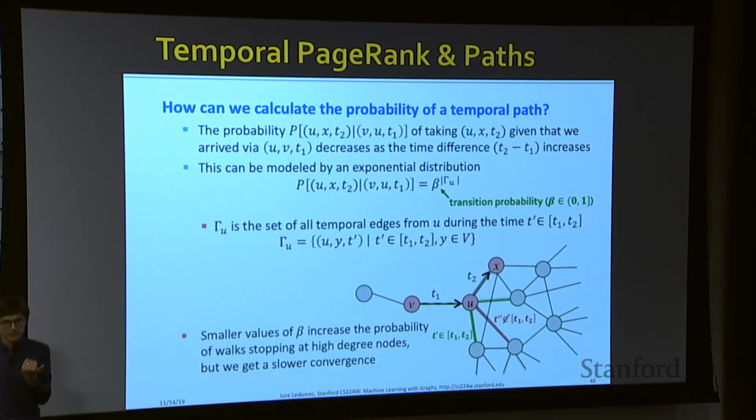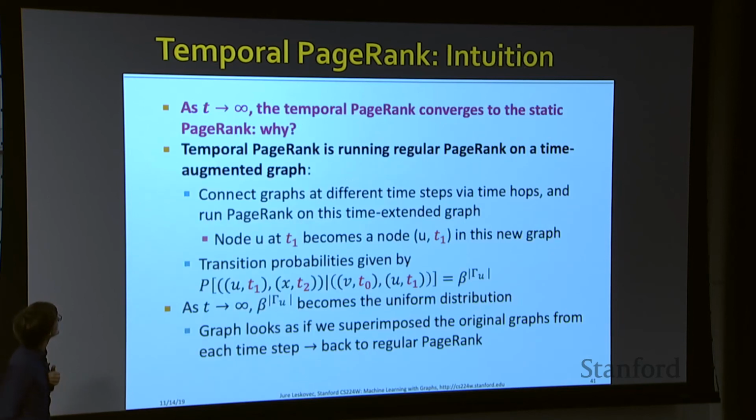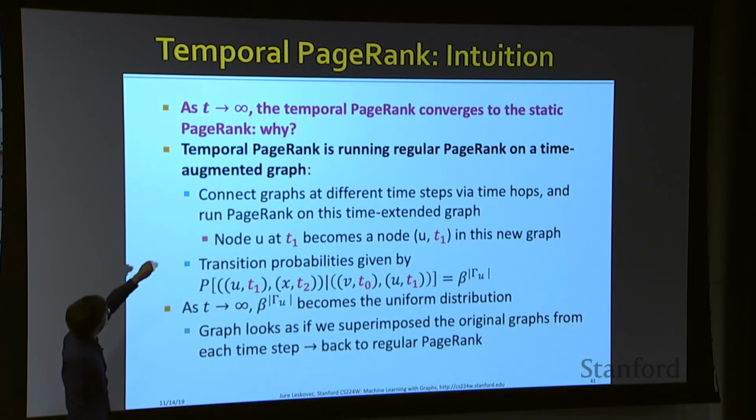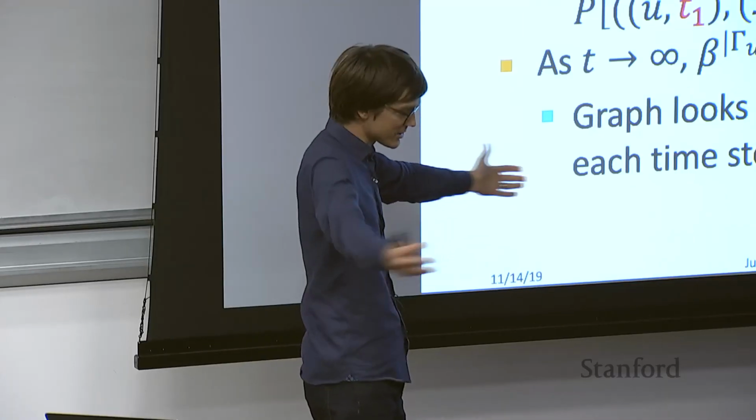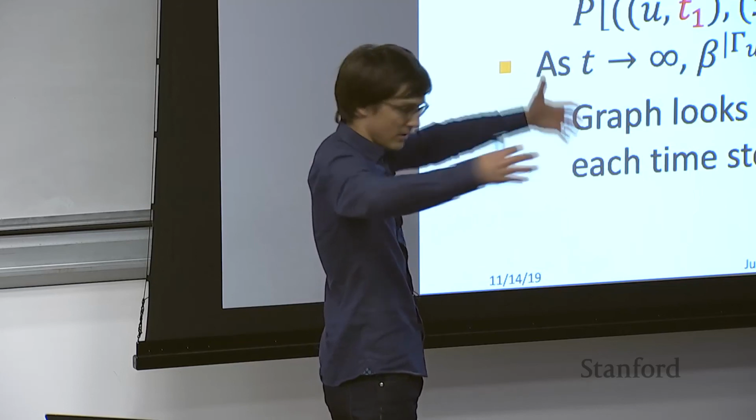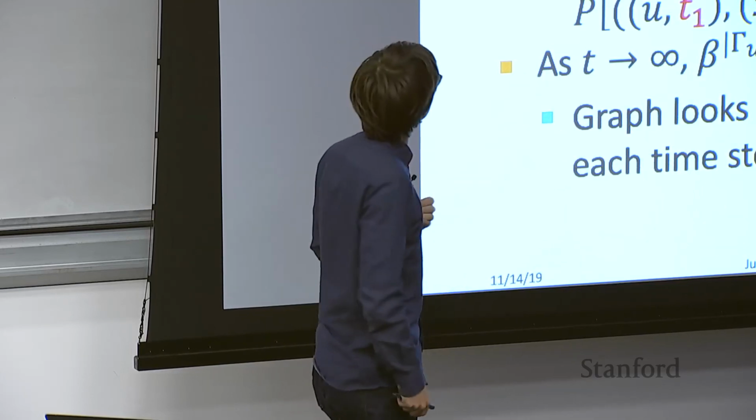And it will depend on time based on the number of edges that we could have taken, but we did not. So now here is the intuition, right? The intuition is that as time goes to infinity, the question is what will happen to this temporal page rank, and the temporal page rank will converge to the static notion of page rank. Meaning, if you are able to use all the edges, then you will basically compute the static version of the page rank, right?